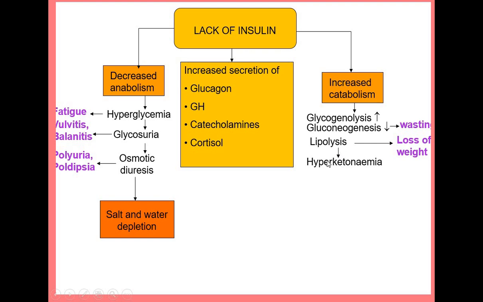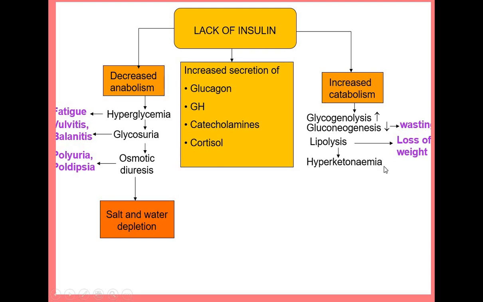Lipolysis will also trigger the ketogenic pathway. Normally, lipid is not converted to ketones in the liver, because insulin is present. Insulin inhibits this step. But in the absence of insulin, because glucose is not available as a source of energy, the body will try to utilize ketone bodies as a source of energy, and that will lead to hyperketonemia. Again, you can see the suffix emia, that is blood, ketone, and that is definitely increased.